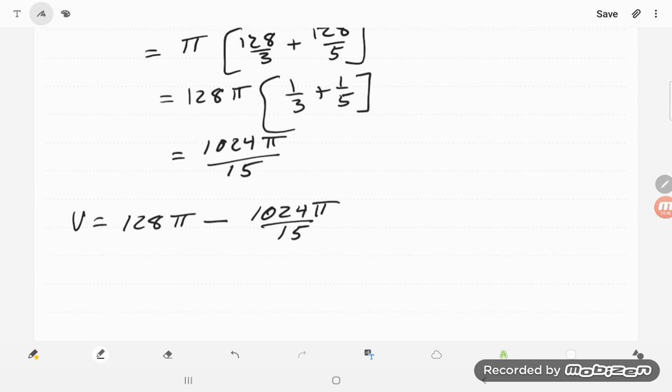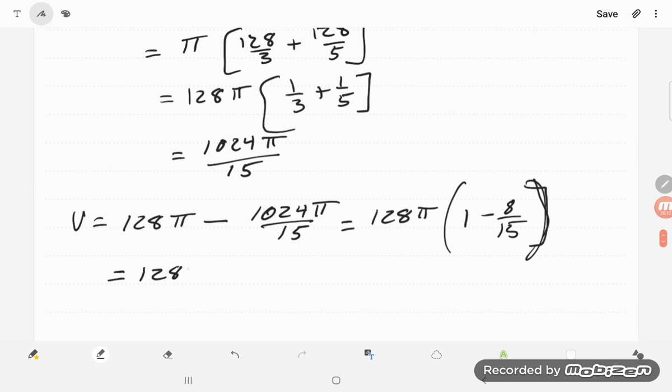What the heck is that? Well, actually, I have sort of some idea. For one, we could pull out the 128 pi. So this is 128 pi times, and we're left with 1 minus 8/15. So see, that's not so bad. And so this is 128 pi times 7/15. And so whatever the heck 7 times 128 is.